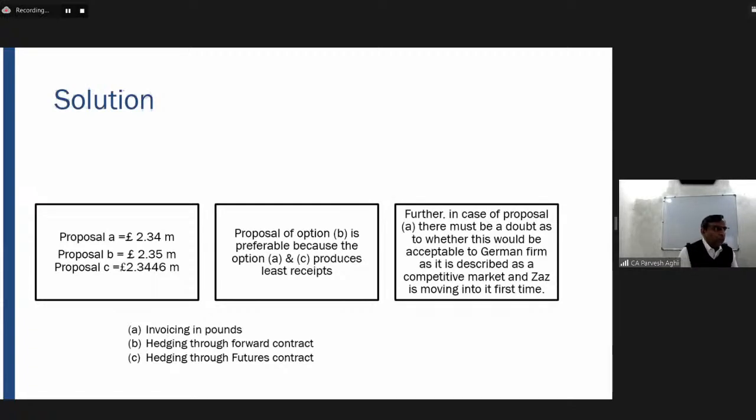There's another point to be mentioned here. The first proposal was invoicing in pound sterling. In case of proposal A, there must be a doubt as to whether this would be acceptable to the German firm, because it is described that the company is entering the competitive market for the first time. The market is already very competitive, so how can the German company accept that you bill in your own currency and that it takes the exposure in pounds? He will not be interested in taking the exposure. So the first proposal will always be under doubt, and you can always mention this as an additional point in your answer.